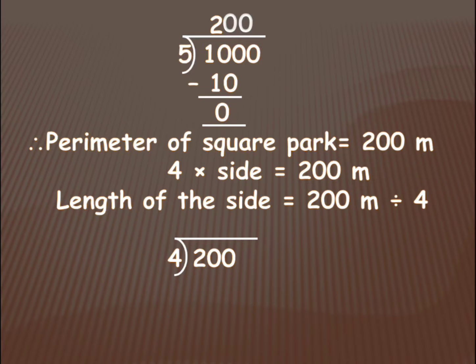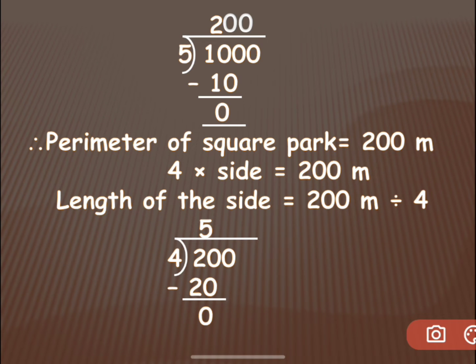Now check whether you have 20 in the 4 table. Yes, you do have 20 in the 4 table. That is 4 5s are 20, isn't it? Now 20 minus 20 becomes 0 again. And what happens here? One more 0 is there. If you bring it down again, 4 zeros are 0. 0 minus 0 becomes 0. So instead of doing all that procedure, you can simply make this 0 in the quotient.